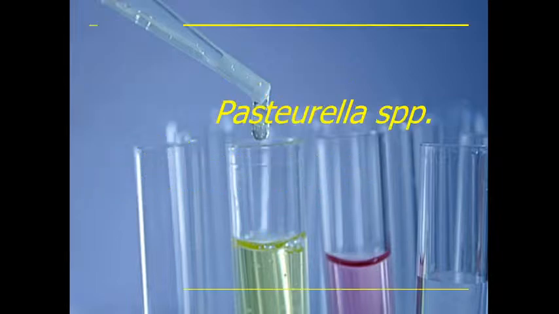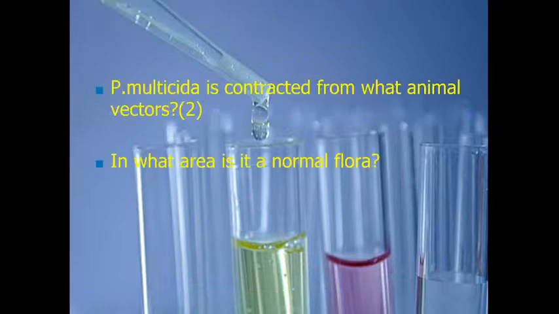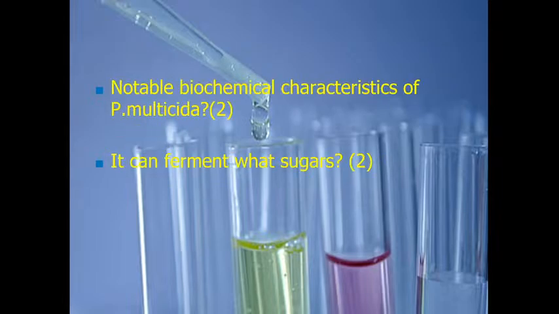Let's move on to Pasteurella species. Pasteurella multocida is what we call the type species. It's the most medically important one. Pasteurella multocida is contracted from cats or dogs, and they are normal flora of these animals' oral cavity. They come from bites.